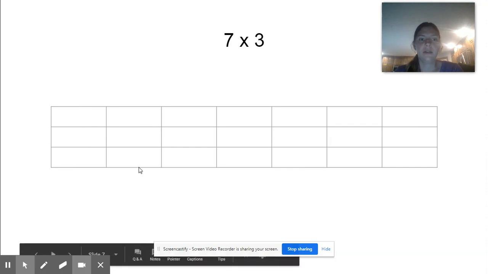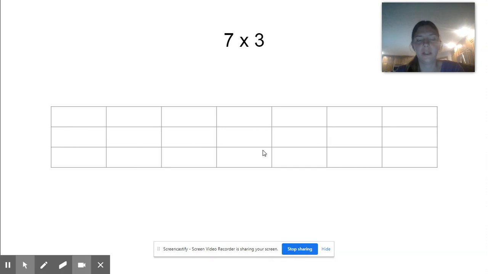3 plus 3 is 6, plus 3 is 9, plus 3 is 12, plus 3 is 15, plus 3 is 18, plus 3 is 21. So either way you do it, you have 7 times 3 equal to 21 as your product.